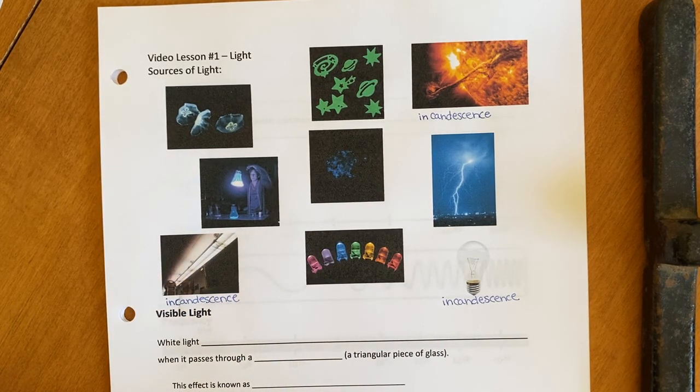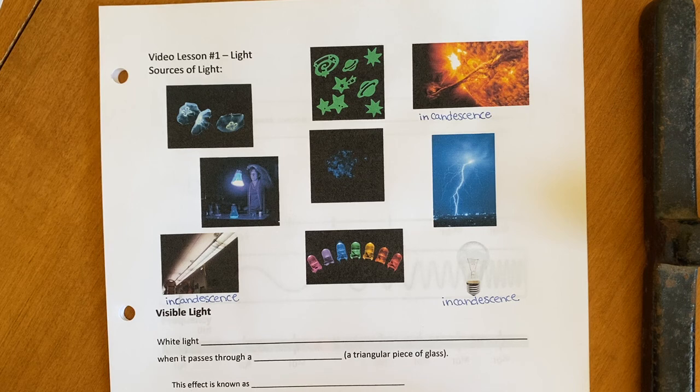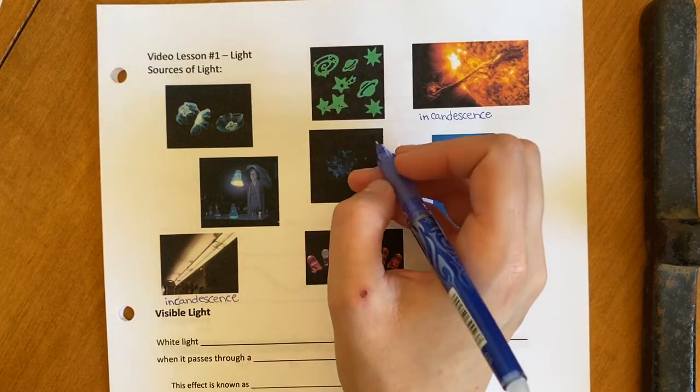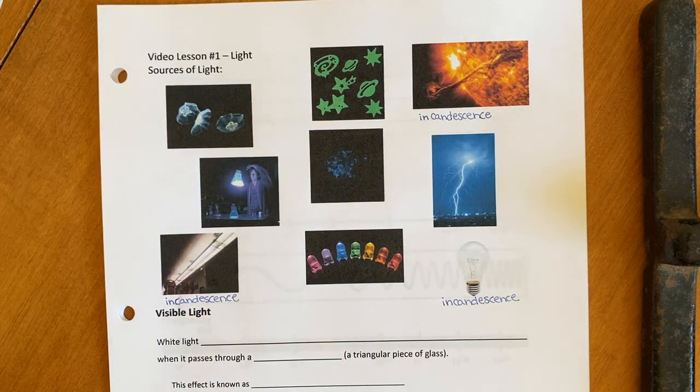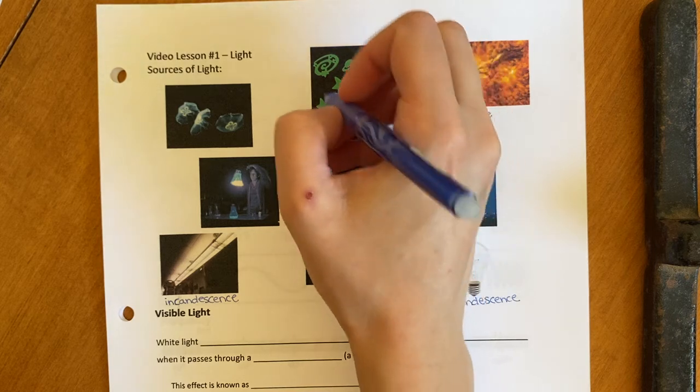Another major source of light is luminescence. Now, luminescence is basically when something is able to absorb the light emitted from something else and then re-emit it later. So an example here, you've got those little sticky things that you put on your walls. Okay, and this is called fluorescence.